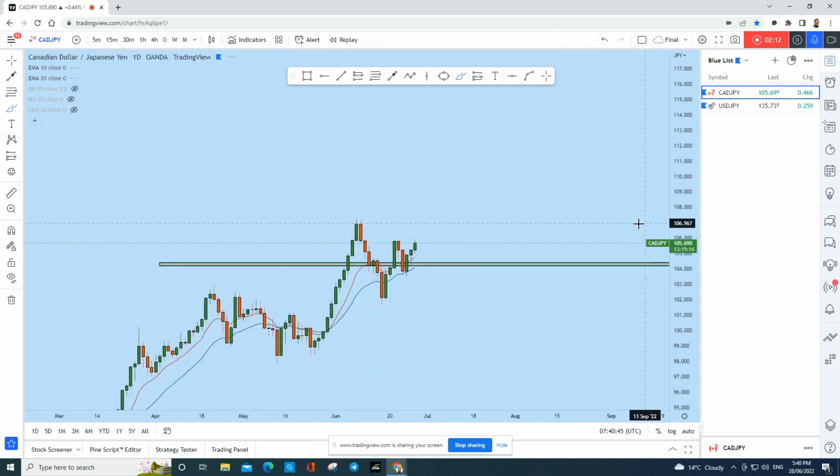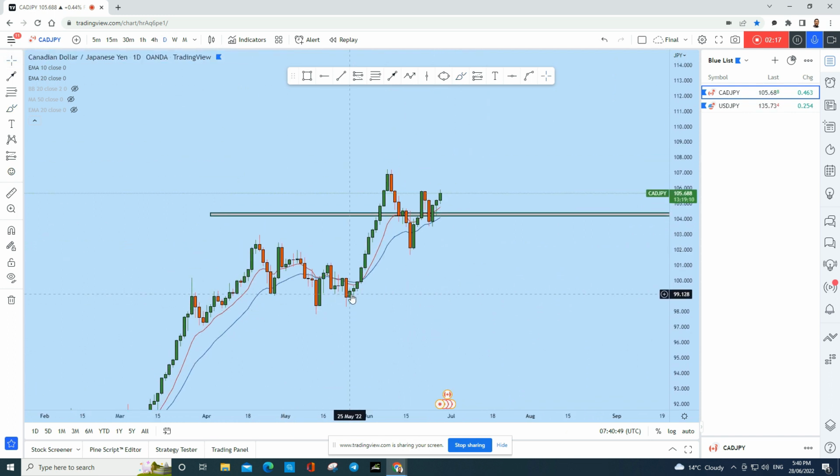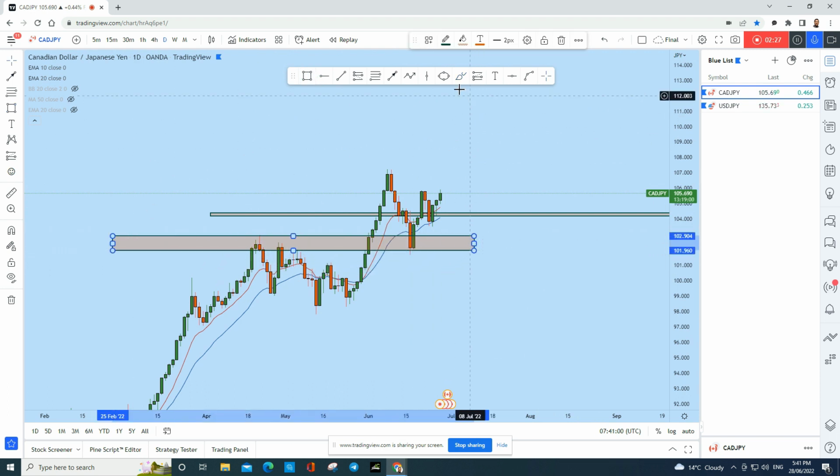Now going to the daily, you can see that CAD JPY has a big impulse here on the daily time frame. It's a strong impulse followed by this correction. In this correction, the price tested this previous resistance as a support on the daily, and we saw another impulse.